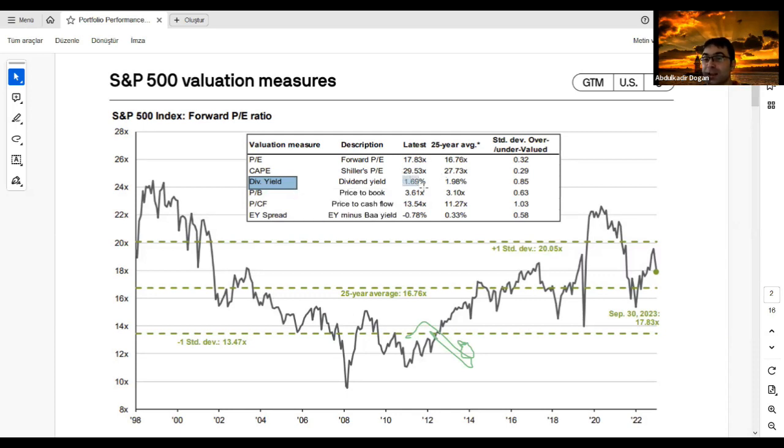Normally, over the 25 years, as you see, the S&P 500 has on average allocated 2% of its earnings as dividend yield. Today, dividend yield is below the average, meaning that company earnings per share and dividend yield performance is not good today. And this P/B is the price to book ratio, meaning that you can have a price in the stock exchange, and you can have a real value on the book that you have.